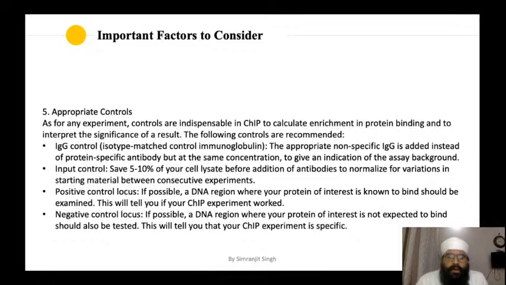Then positive control locus: if possible, a DNA region where your protein of interest is known to bind should be examined. This will tell you if a ChIP experiment worked. The negative control locus: if possible, a DNA region where the protein of interest is not expected to bind should be tested, and this will tell you the ChIP experiment is specific.